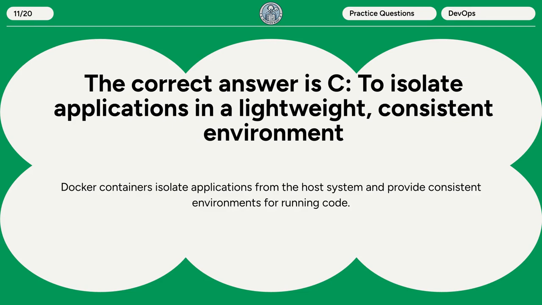The correct answer is C. To isolate applications in a lightweight, consistent environment. Docker containers isolate applications from the host system and provide consistent environments for running code.